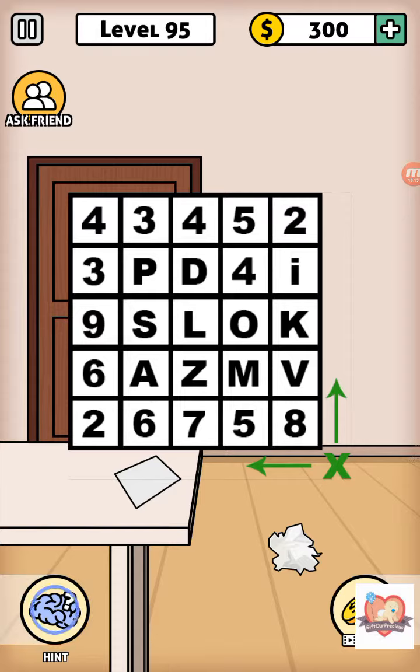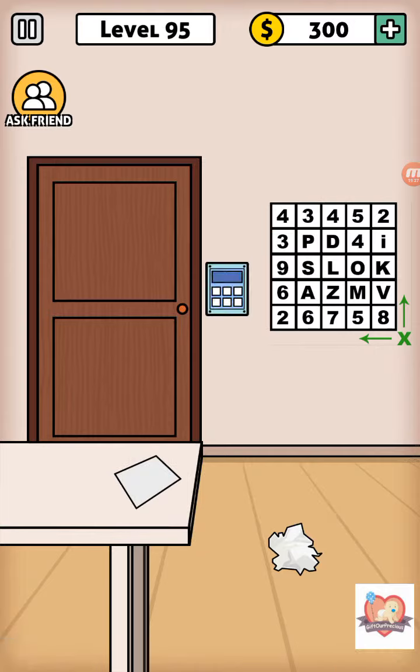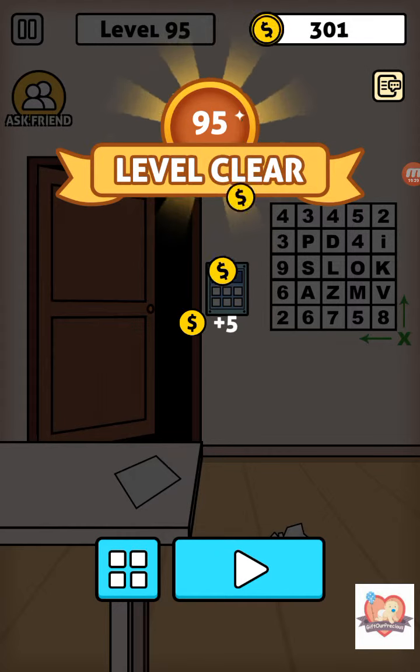54. I on the left is 3. 3 times 2 is 6. 54 plus 6, 60. Okay, the answer is 60. Yay! All right, finally.